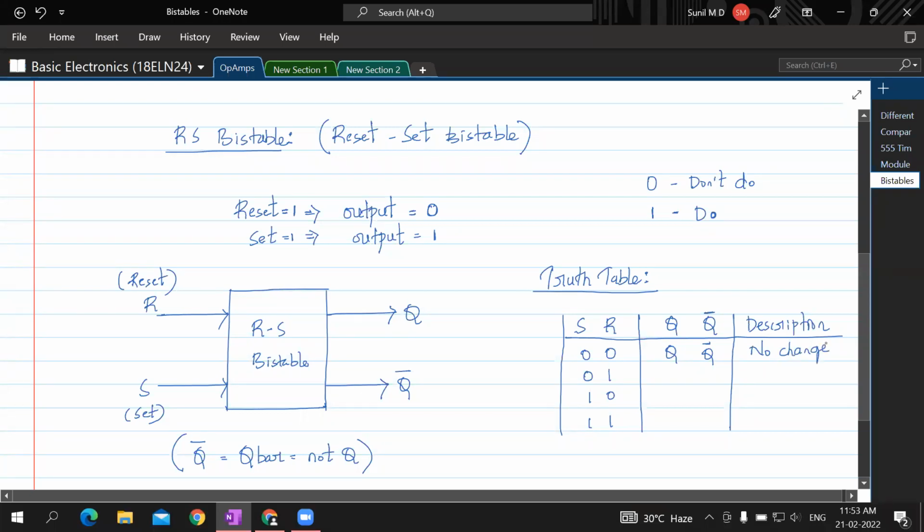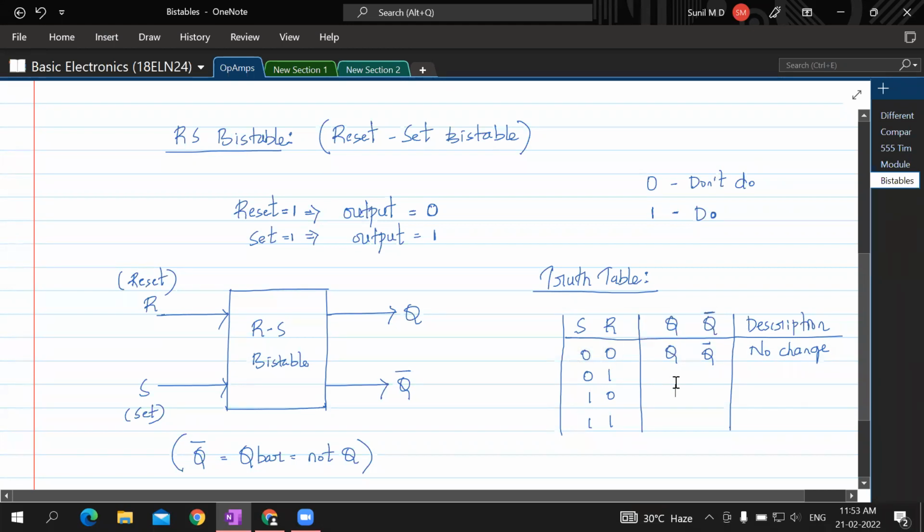No change in the output. Is this okay with you? Why is there no change in the output? Because you are not setting. 0 means don't do. So don't set, and similarly, don't reset is what it is saying. So there will not be any change. Q will be Q and Q bar will be Q bar. So we say there is no change in the output if set and reset are 0, 0.